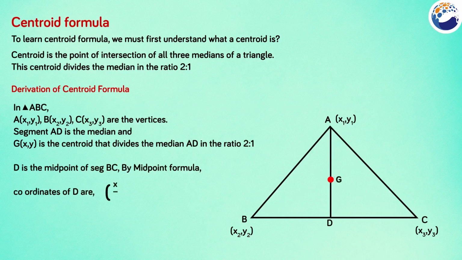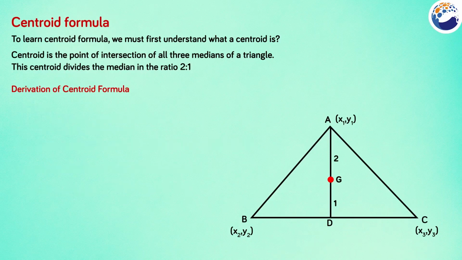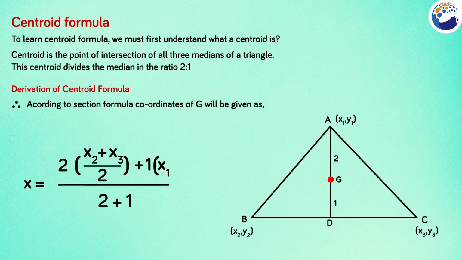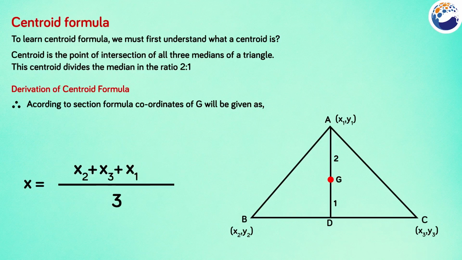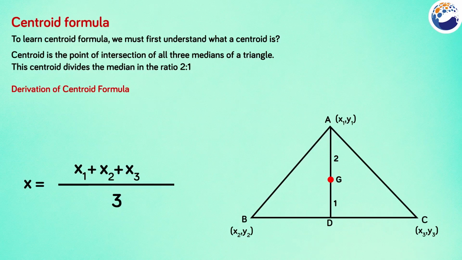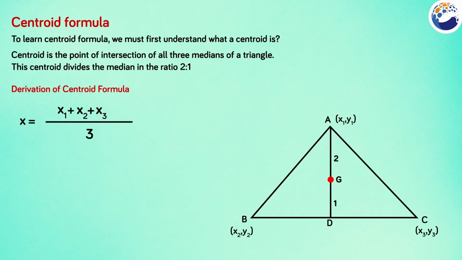By midpoint formula, coordinates of D are (x2 plus x3) upon 2 and (y2 plus y3) upon 2. Therefore, according to section formula, coordinates of G will be given as x is equal to (2 into (x2 plus x3) by 2 plus 1 into x1) upon (2 plus 1). In the denominator, 2 plus 1 becomes 3. In the numerator, 2 times (x2 plus x3) by 2 gives (x2 plus x3) as the 2 cancels out. So we get x is equal to (x1 plus x2 plus x3) upon 3.